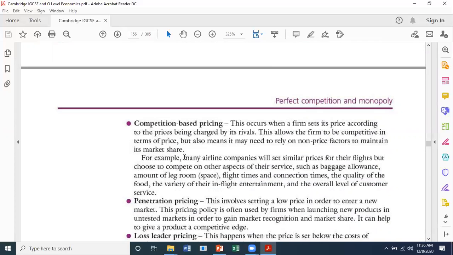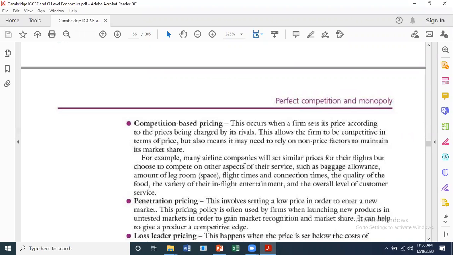For example, if we are going to launch a bread, so we are going to look into how much the Dawn and Bake Parlor are charging. So this occurs when a firm sets its price according to the prices being charged by its rival. This allows the firm to be competitive in terms of price, but also means it may need to rely on non-price factors to maintain its market share.